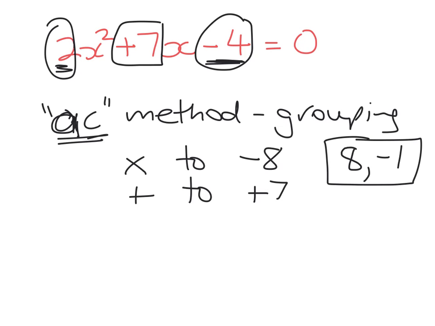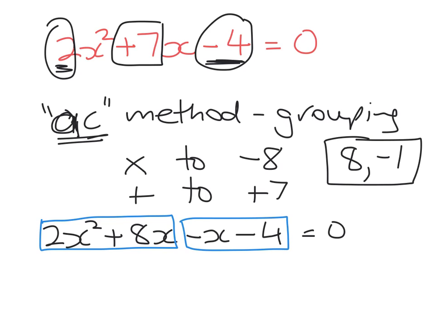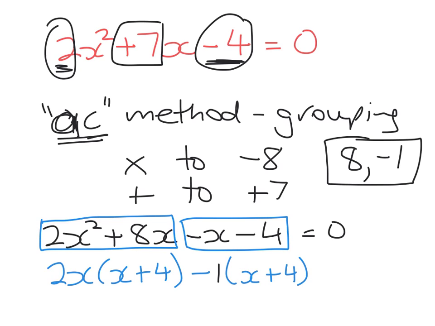Okay, nothing else is going to work. What I do now is rewrite that expression, the left hand side of the equation, as 2x squared plus 8x minus x minus 4 equals 0. And I put a little box around that bit and another one here. Now we factorise them by looking at those two terms. So we're going to have a common factor of 2x times x plus 4 minus x plus 4. It can be quite useful to remember that that's an invisible 1 times x plus 4.